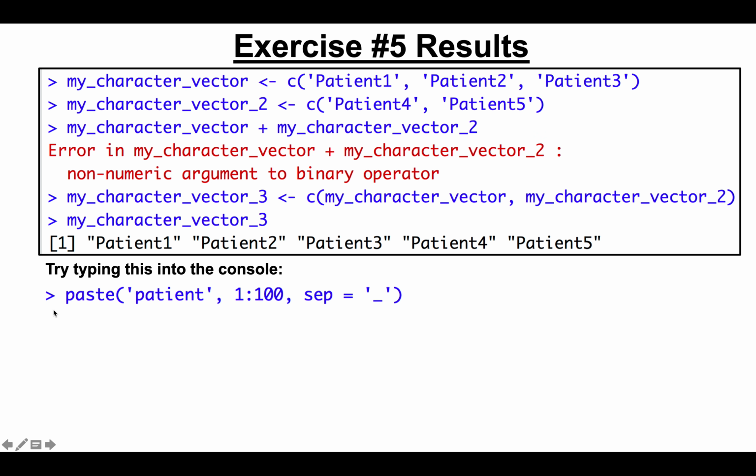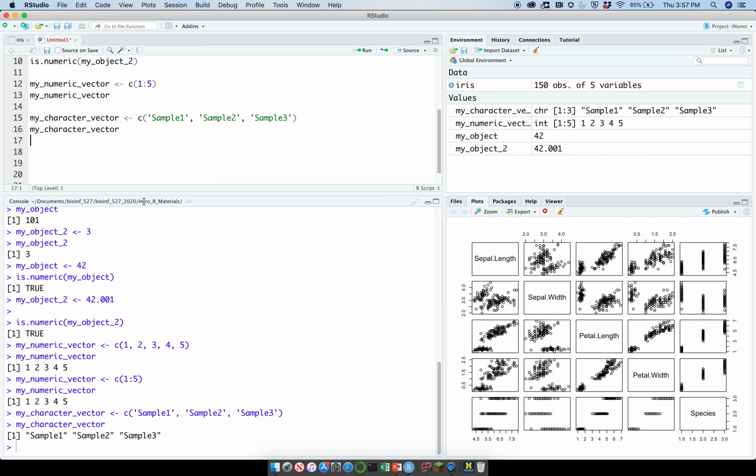I'll just be throwing some functions at you as we go along. We can easily create labels for data if we get data that's not labeled, or not labeled how we want it, by using a function like the paste function. So we could say paste, patient, 1 to 100, and then the separator is the underscore. Here's our function called paste, and here are 3 different arguments that we're going to feed to that function. Let's do that just to see what it does.